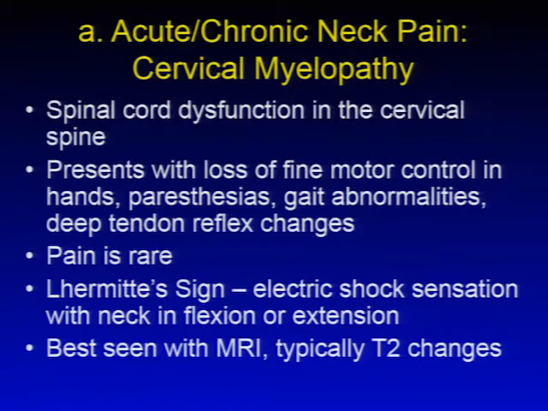Typically, these patients present with a loss of fine motor control in the hands, paresthesias, gait abnormalities, or changes in their deep tendon reflexes. Pain is usually rare. An accompanying physical exam sign may be Lhermitte sign, which is an electric shock sensation with neck flexion or extension. Typically, cervical myelopathic changes are best seen on a T2 MRI.